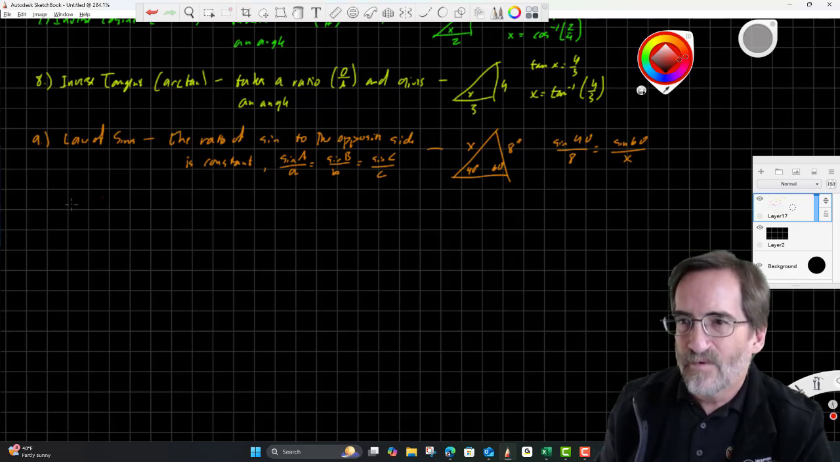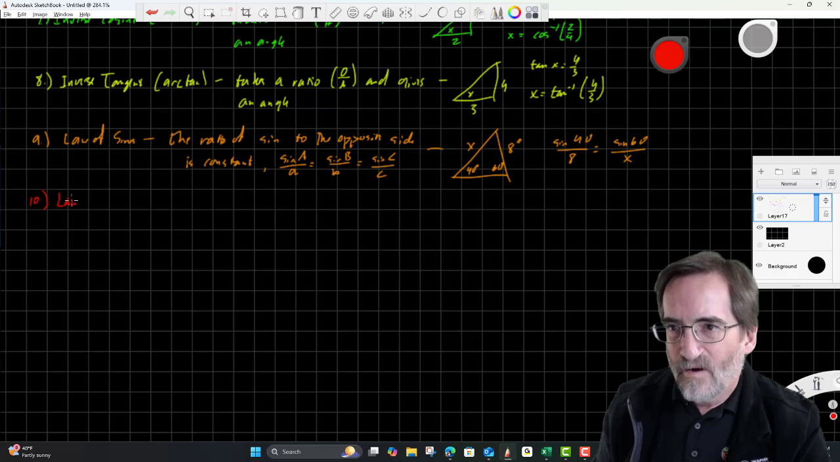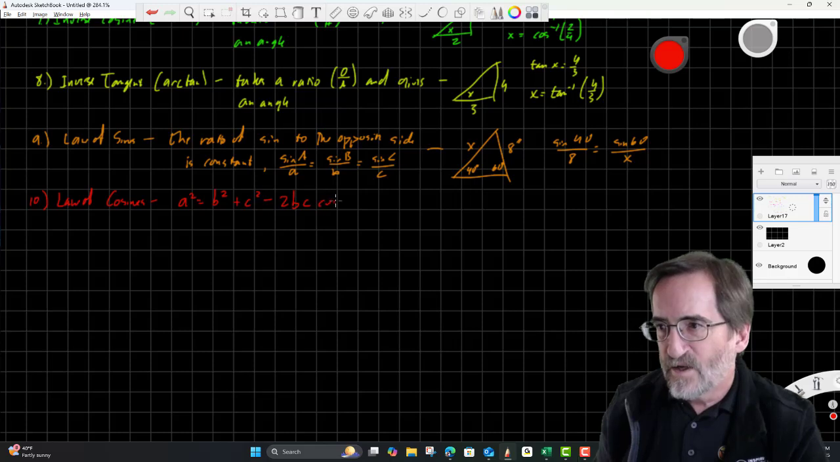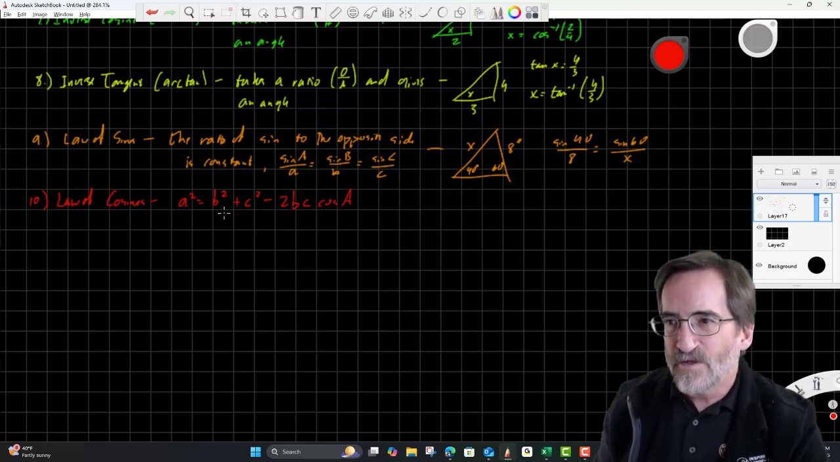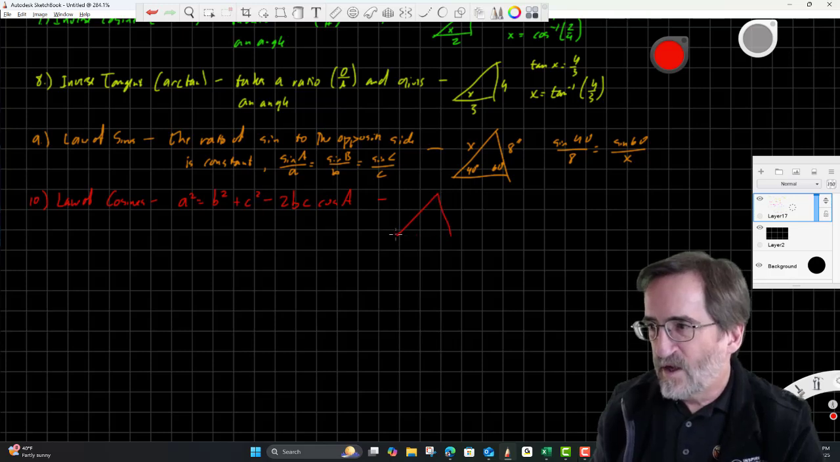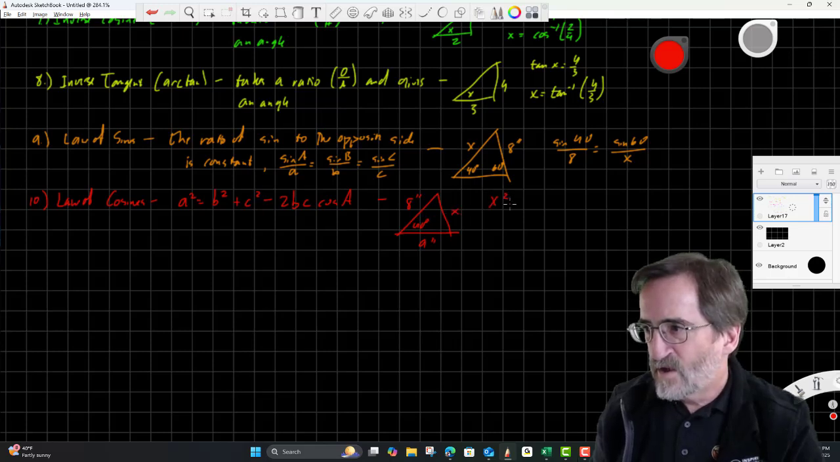Number 10. Law of cosines. This is simply a formula. A squared equals b squared plus c squared minus 2bc cosine A. I like to think of it as the side squared equals the other two sides squared and added, minus 2 times the product of the other two sides times the cosine of the angle between them. The good case where we might use that is in side angle side. Let's say this is 8 inches and this is 9 inches and this is 40 degrees, and I want to find x. X squared equals 8 squared plus 9 squared minus 2 times 8 times 9 times cosine of the angle between them, 40 degrees.